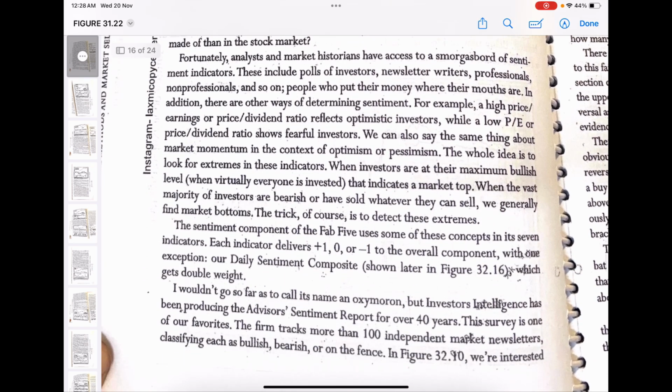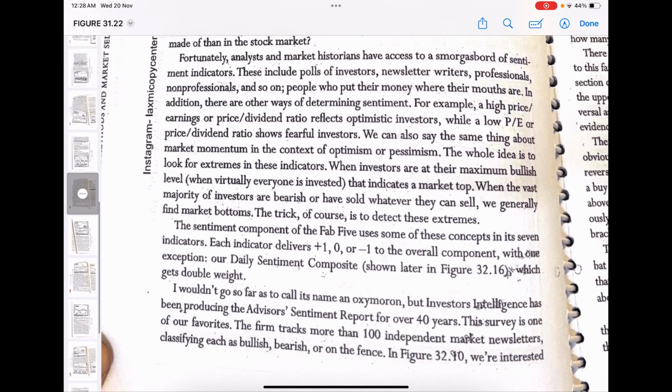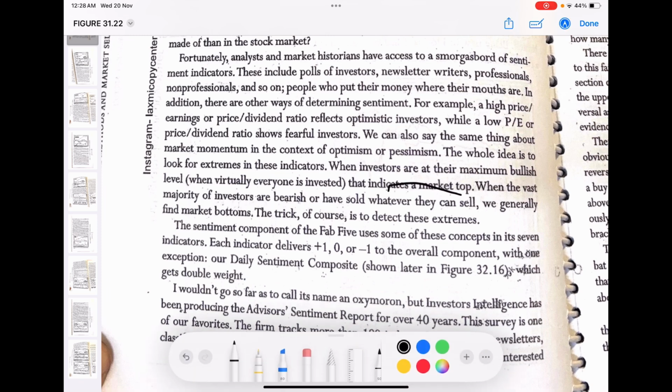Fortunately, analysts and market historians have access to a small dashboard of sentiment indicators. These include polls of investors, newsletter writers, professionals, non-professionals, and so on. People who put their money where their mouths are. In addition, there are other ways of determining sentiment, for example, a high price-to-earnings or price-to-dividend ratio, and so on. The whole idea is to look for extremes in these indicators. When investors are at their maximum bullish level, that indicates a market top. When the vast majority of investors are bearish or have sold whatever they can sell, we generally find market bottoms. The trick is to detect these extremes.